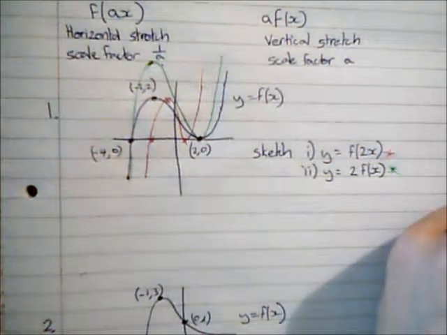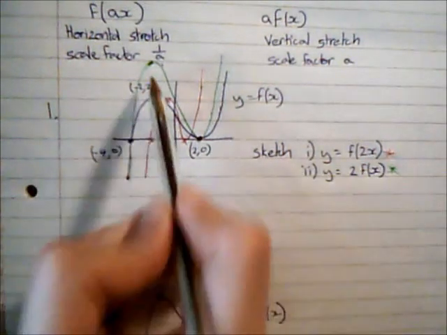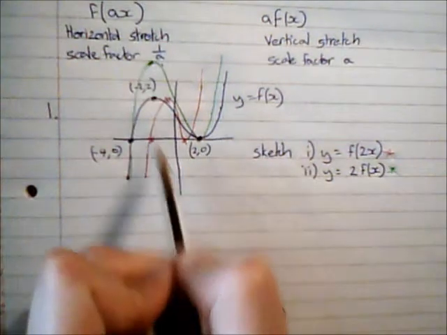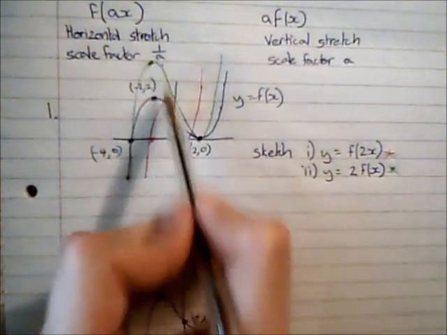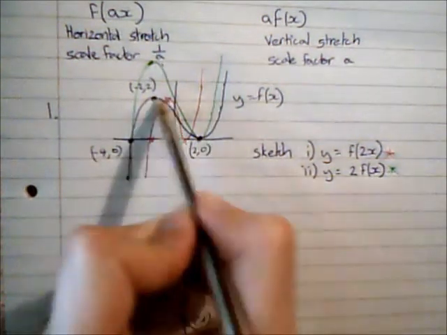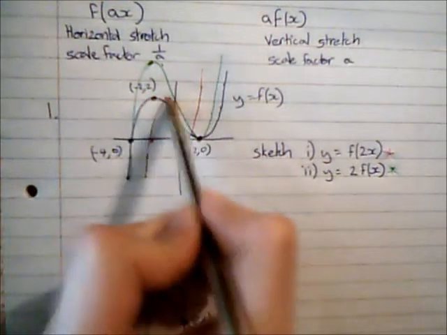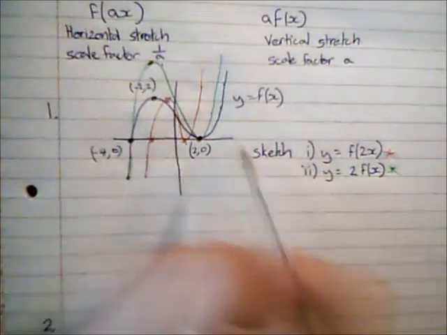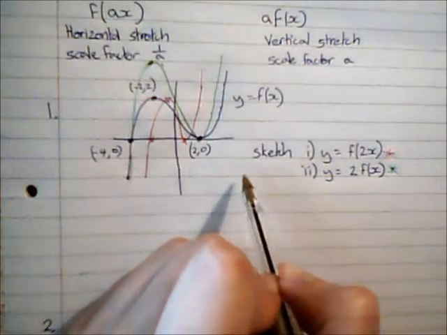it's going to be much the same, but all my values are stretched vertically, so all of my key features are going to be twice as far away from the x-axis as they were previously.